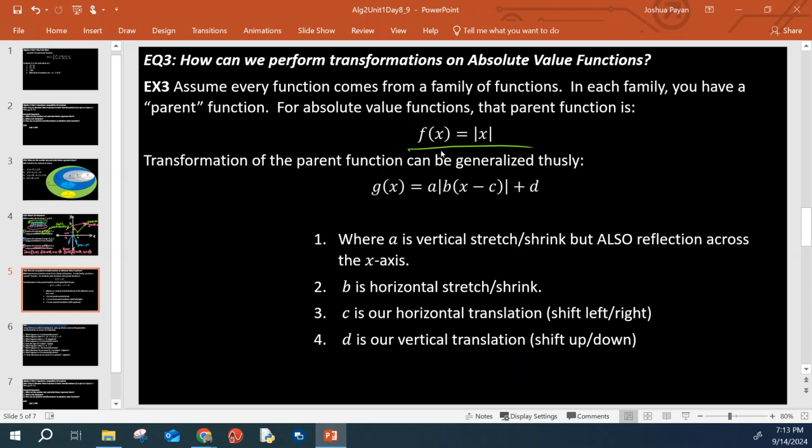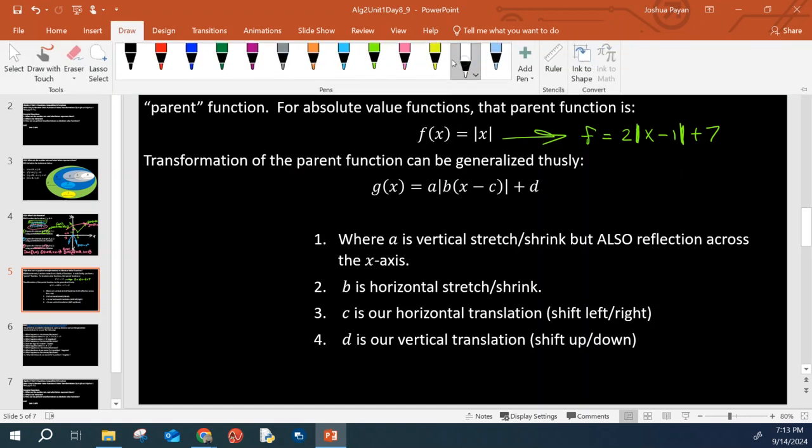So this would be the parent function. This is the OG function, the most basic. Everything else that you do to change the absolute value of x becomes what's called a transformation. So for example, if I said instead, f is equal to 2 times the absolute value of x minus 1 plus 7. So real quick, let's draw what the OG looks like.